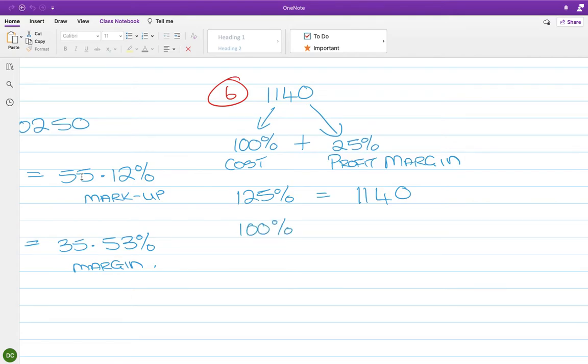So this is where we go back to 1. To go from 125 to 1, we divide by 125. And then to go from 1 to 100, we multiply by 100. And we apply the exact same calculation over here. So 1140 divided by 125 multiplied by 100. And that gives us 912.